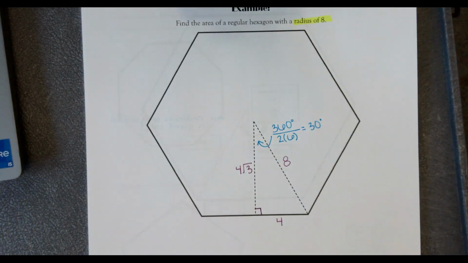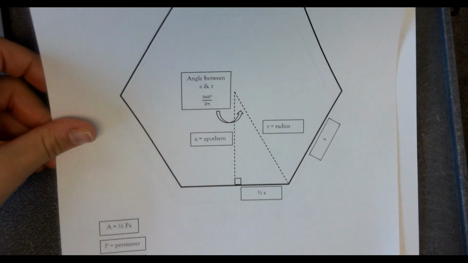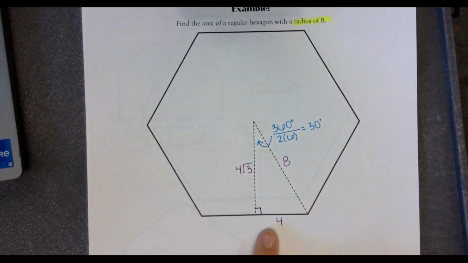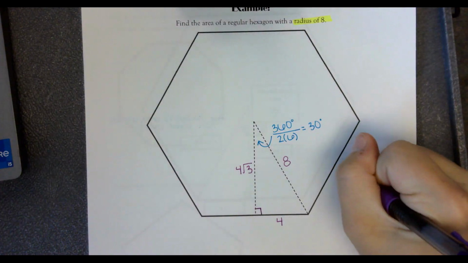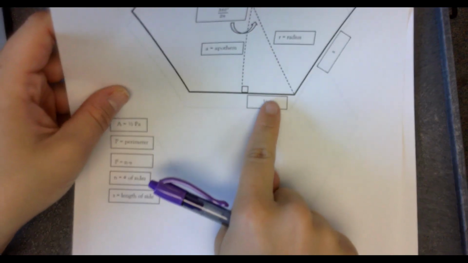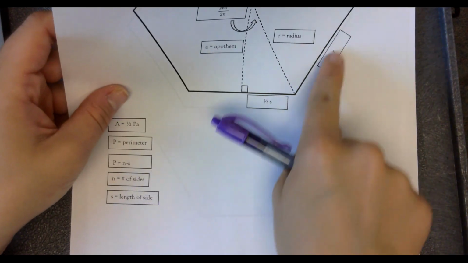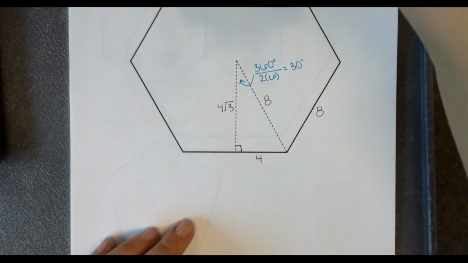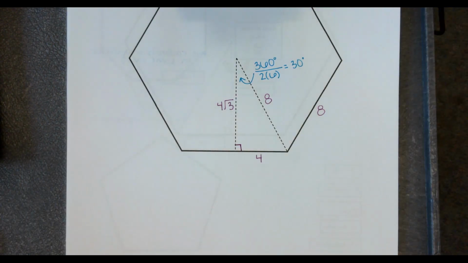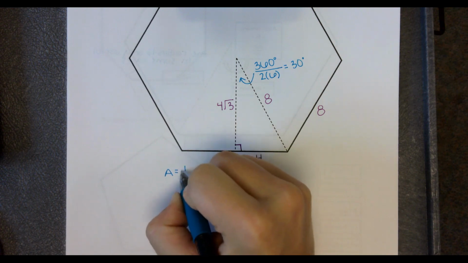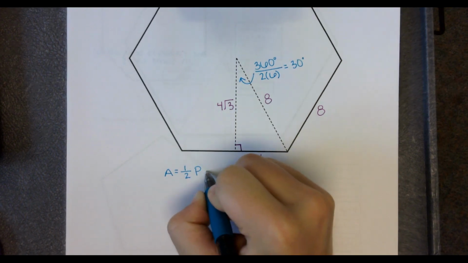So now we've filled in almost everything here. What would the entire side be of this hexagon? 8. Right? Because that base of the triangle down here is half of the side. Okay? So if that's 4, then this is 8. So from here, now that we have our shape filled in, we can now use our formula. So remember, any regular polygon is area equals half perimeter apothem.